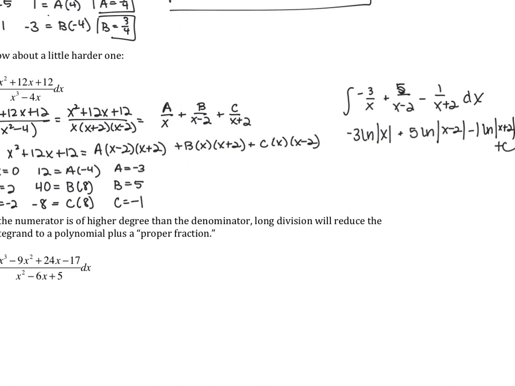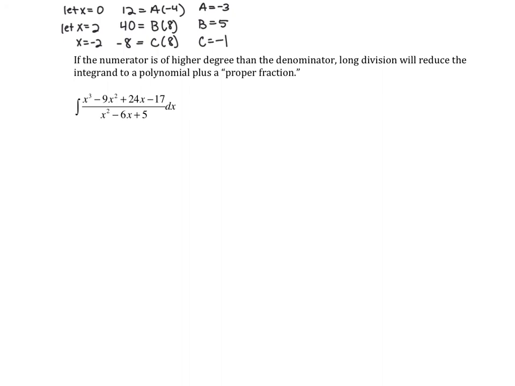Let's look at one more example. Sometimes, if we can't use u substitution, we find that the numerator is a higher degree than the denominator. I would try u substitution, just check, but I'm telling you, this one doesn't work. So if the numerator is higher degree than the denominator, we will need to use long division to reduce the integrand to a polynomial and a proper fraction, one that we can actually use for the partial fraction decomposition. So let's look at what that might look like.